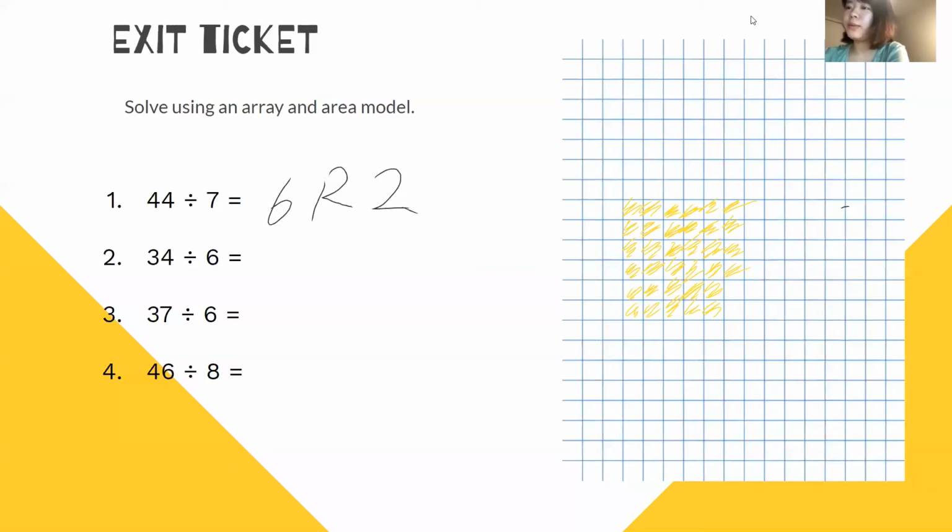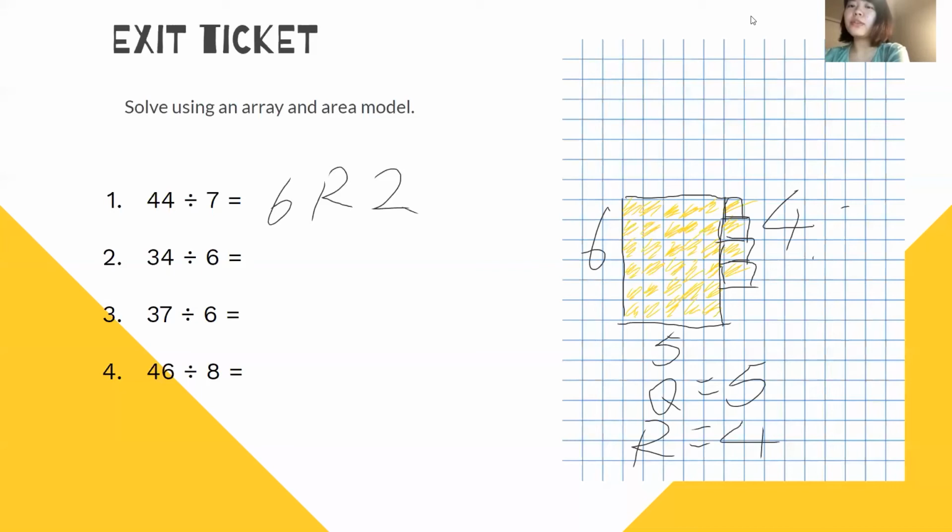Okay, and we have a square right here. Okay, not a square, a rectangle. And for this rectangle, the width is 6, as we already know. And the length for this rectangle is 5. And we have 4 extra squares on the side. So the quotient is 5, and the remainder is 4. So 34 divided by 6 is 5, remainder 4.